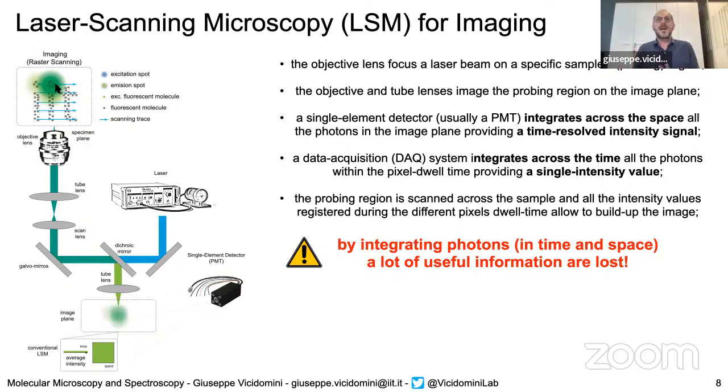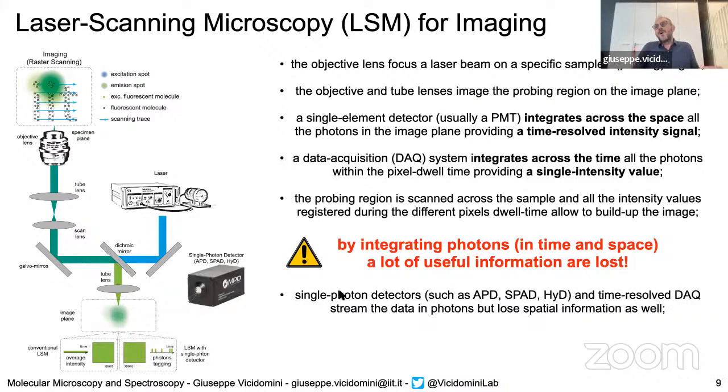And now we have a system that, in principle, from the physical point of view, can provide you single photon information, in time and in space, because you have a variation in time here, you have an image here, but then you use some technology that loses this information. They integrate in time and in space. So obviously that's a problem. How can we solve this problem?